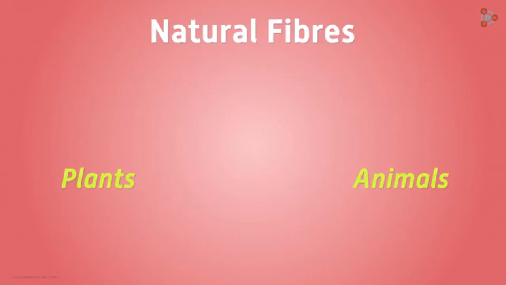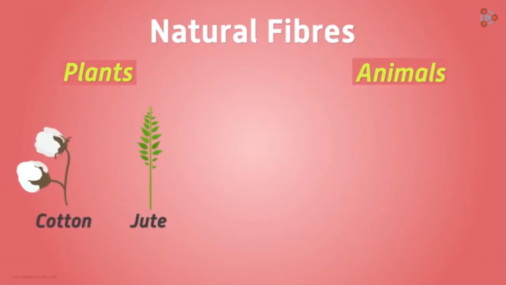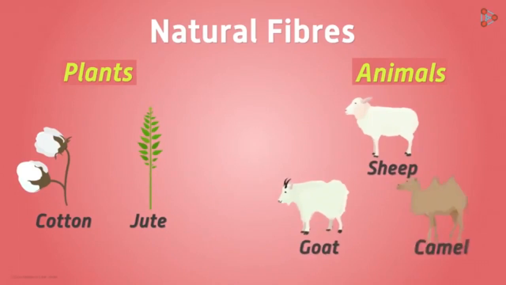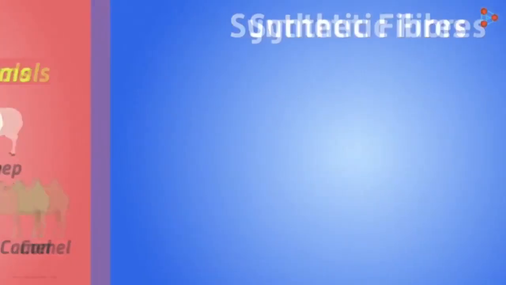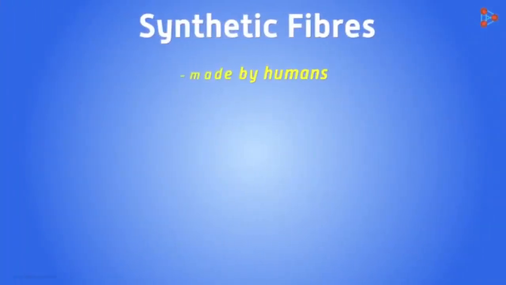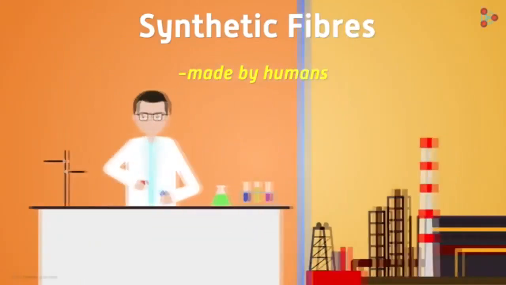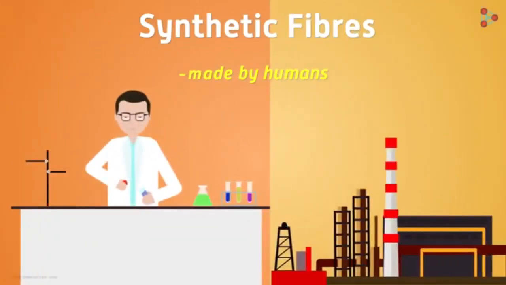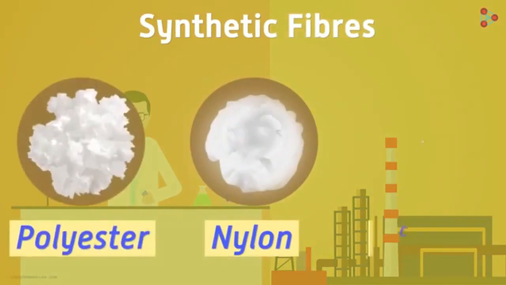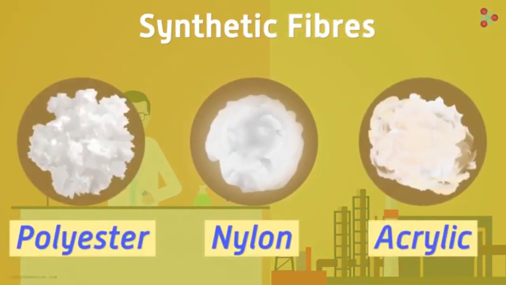We can list a few examples of each type. Plants like cotton and jute give us natural fibers. Similarly, animals like sheep, goat, camel, and so many are also used for their fur and fleece. In contrast to these natural fibers, synthetic fibers are made by human beings in laboratory or industries. Nylon, polyester, acrylic, all these fibers are synthetic fibers made by human beings.